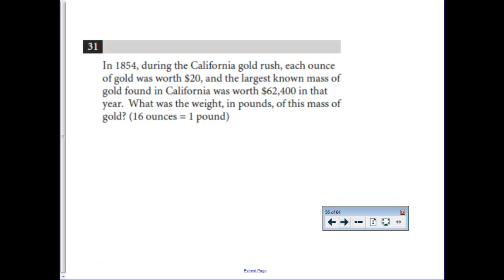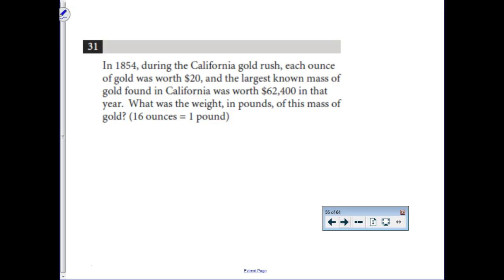Let's hang on. Look. So, in 1854, during a California gold rush, each ounce of gold was worth $20. The largest known mass of gold was worth $62,400. What was the weight in pounds? So we do have to do a little converting, and it is gridded response, so the chance of you guessing this is very slim. Don't bother.